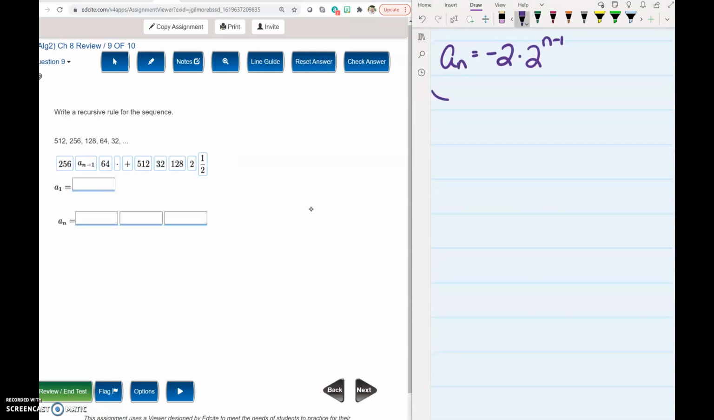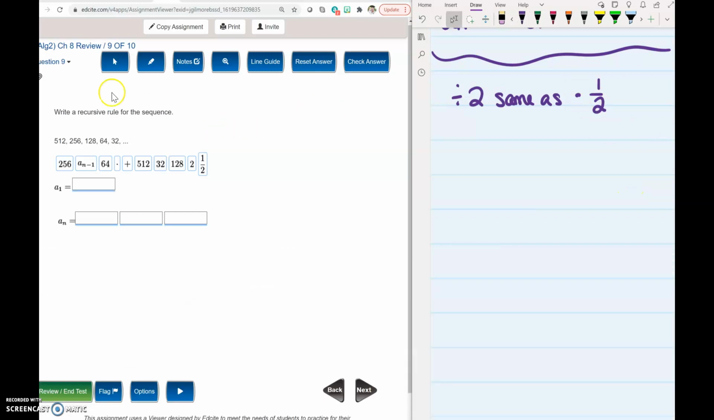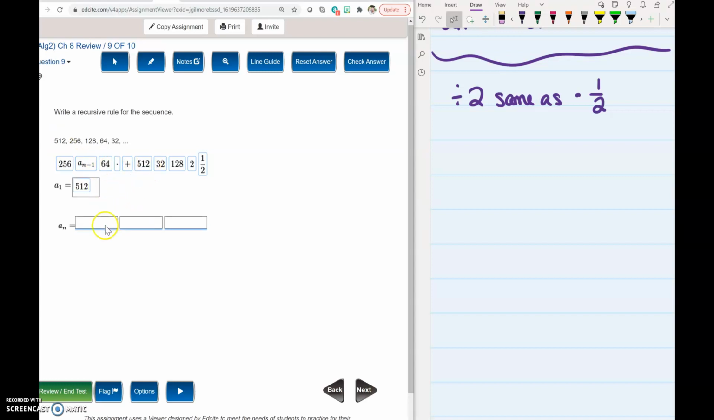Okay, write a recursive rule for the sequence. First, we have to figure out what is happening. It looks like it's dividing by 2. And remember, dividing by 2 is the same as multiplying by 1/2. For the recursive rules, you may want to look back at our notes. The first thing you have to do is mark in what is your first term. Our first term is 512. When it's multiplying, they want the number you're multiplying by first. And then to make sure that you know that this is a multiplication rule and not an addition rule, drag that times symbol in. And then this symbol that means the previous term. So half of the previous term.